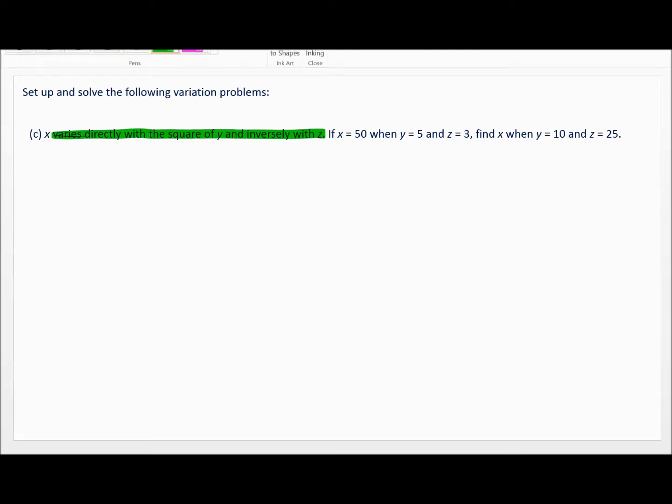So first of all, it says x varies. So x equals. That's how that starts. Directly. So we know we have a k in here. I'm going to go ahead and put the k down here. Directly means you multiply by something. So it varies directly with the square of y. The square of y is y squared. But inversely with z, so we divide by z. Directly means you multiply. Inversely means you divide. The k is always in the numerator. And what comes before the word varies is your x equals or y equals, whatever the problem is.